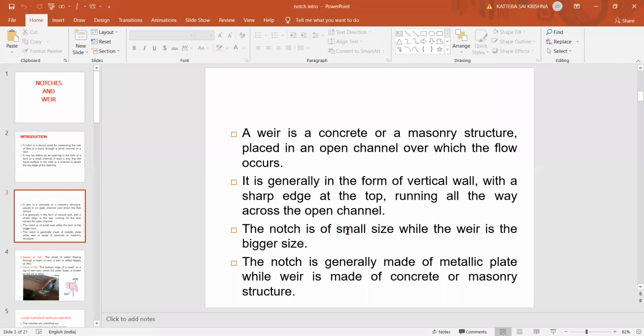Instead of a concrete wall, if you place a metal plate with different shapes, that is called your notch. So the notch is smaller in size, while the weir will be bigger in size. The notch can be used in very small areas, that's why it is of smaller size. The notch is generally made of a metallic plate, while the weir is made of concrete or a masonry structure.